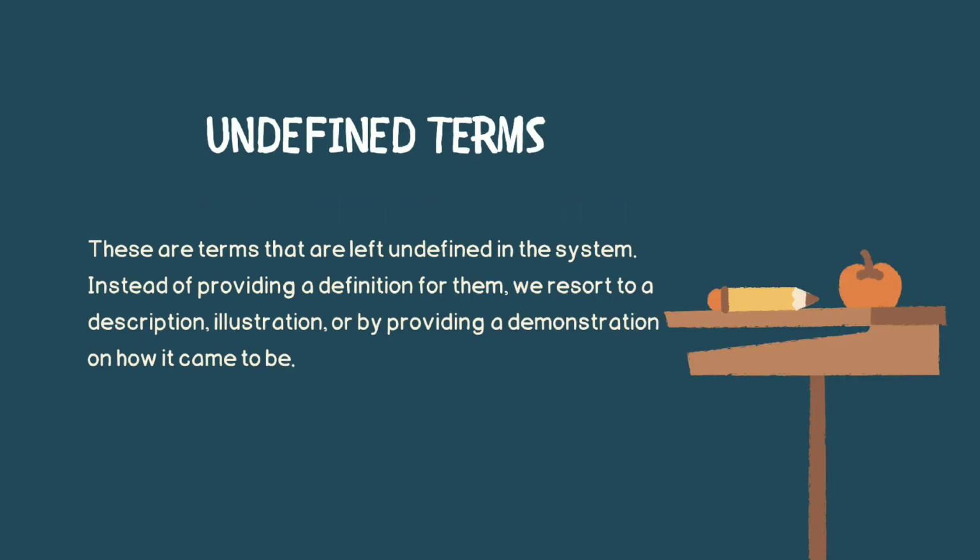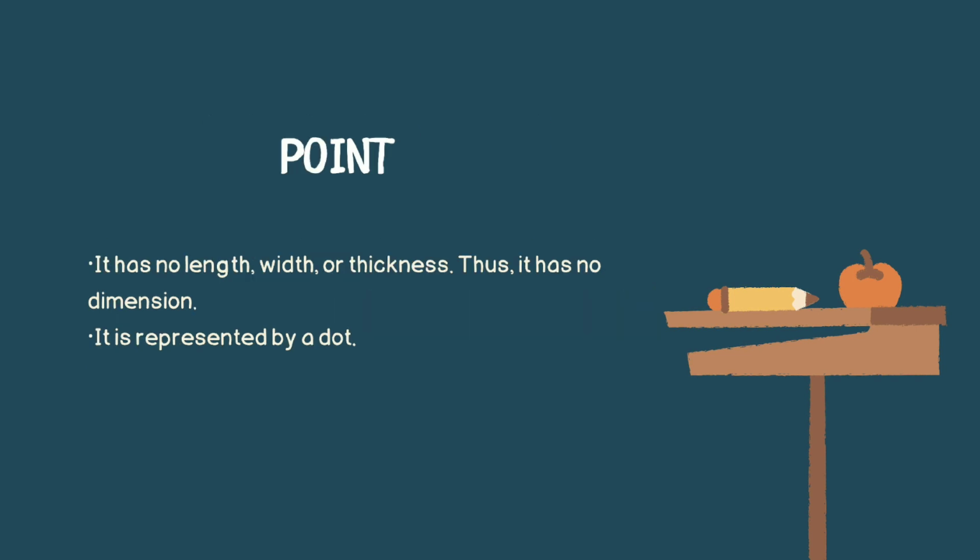When we say undefined terms, these are terms that are left undefined in the system. Instead of providing a definition for them, we resort to a description, illustration, or by providing a demonstration on how it came to be. So one of the undefined terms is point. Point has no length, width, or thickness. Thus, it has no dimension. It is also represented by a dot.